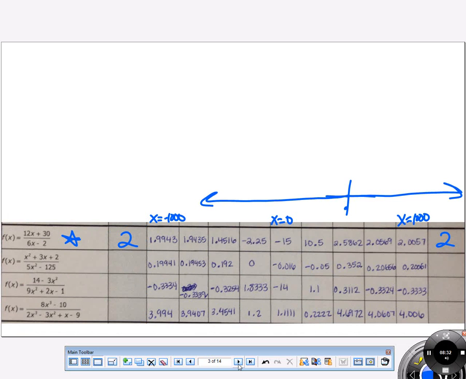Okay, second section. So we did the first one together, end behavior of 2 and 2. So the second function in this section, can anybody tell me what they think for left end and right end behavior?